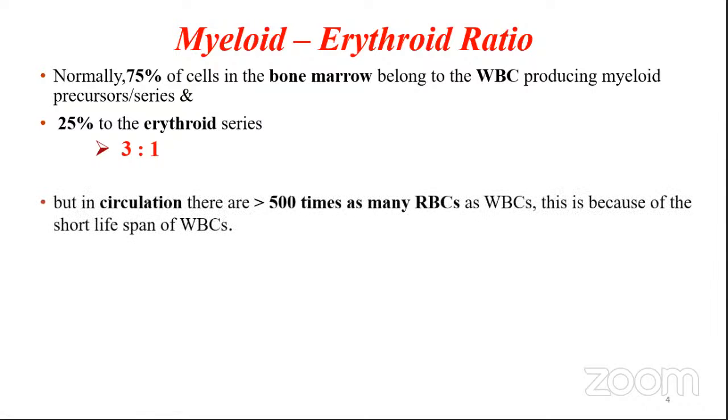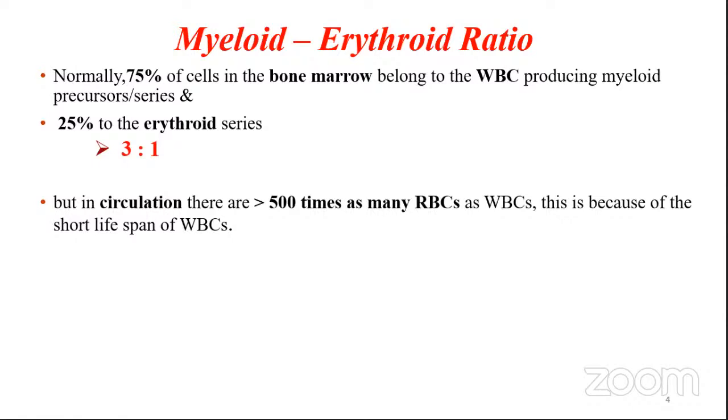When it comes to the circulation in the peripheral blood, it is different. In circulation, there are 500 times as many RBCs as WBCs. This is because the WBCs have a very short lifespan, while RBCs have a longer half-life, that is 120 days.